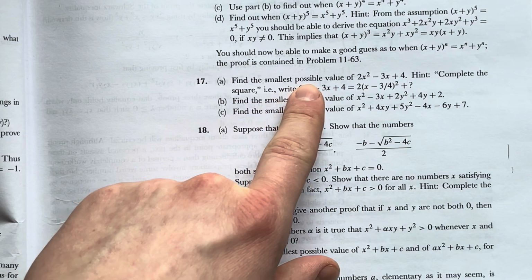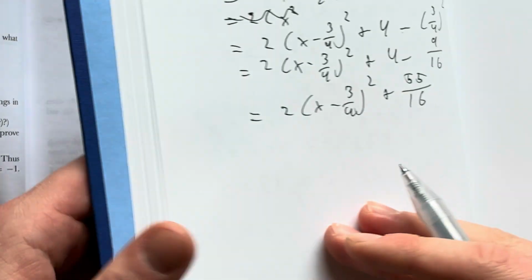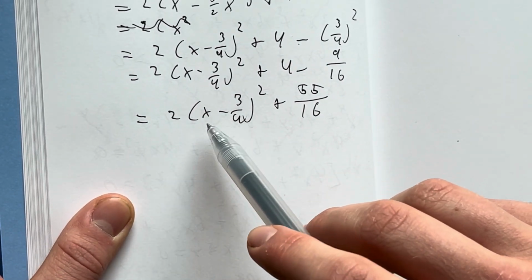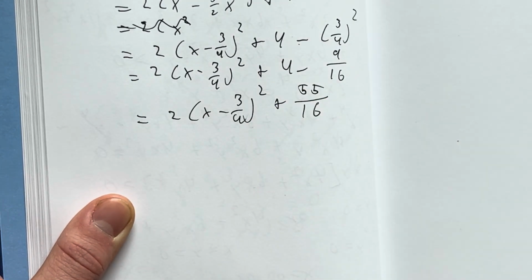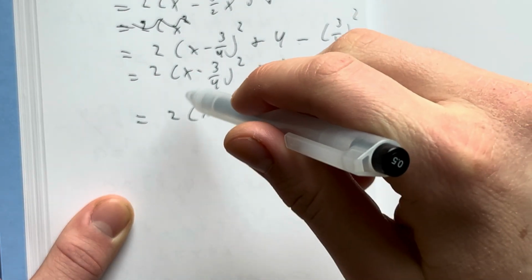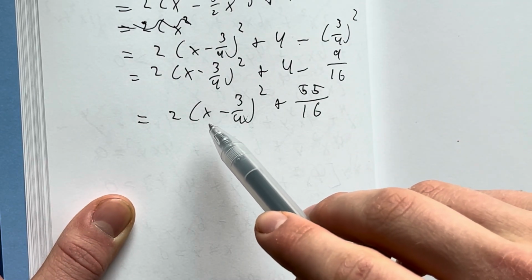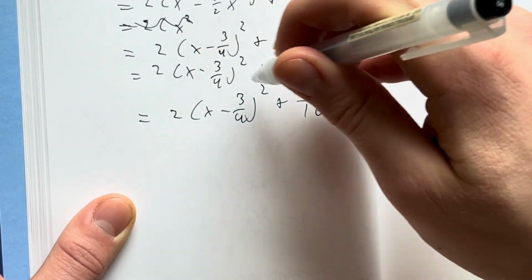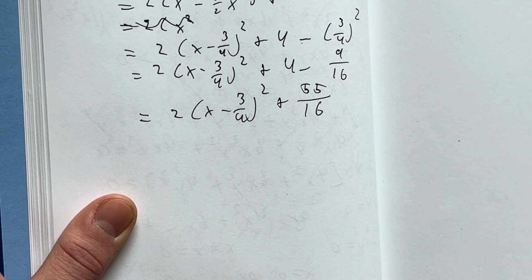Well, we were asked to find the smallest possible value of this. And because this part is always non-negative, this whole expression is minimized when x is equal to 3 over 4. So when this part is equal to 0, and thus the minimal value is 55 over 16.